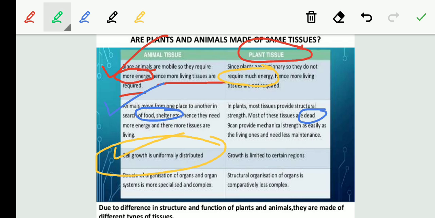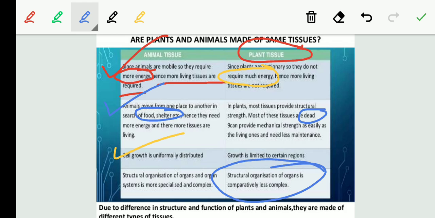But talking about growth in plant tissue, that is limited to a certain region, right? It is only limited to certain regions. Now students, the structural organization of organs and organ systems is more specialized and complex. We all know this, students. Our body has a structural organization of organs which is more complex, right? But talking about plant tissue, that is not so complex in nature. We have a lot of organs and complete systems that perform different functions, so we are a bit more complex organisms, right? I hope this is clear to each one of you students.